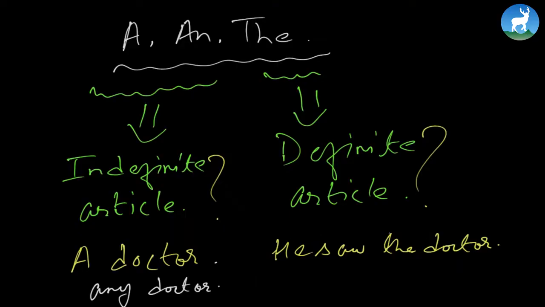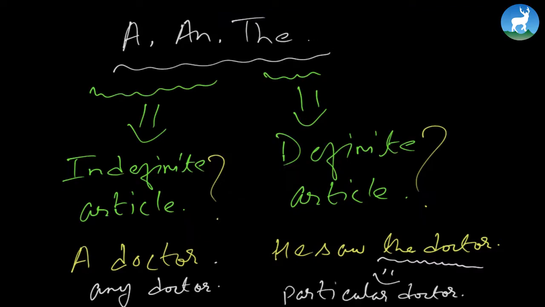It could be any doctor out of many. There's no specific doctor. But here, the doctor means that a patient has gone to visit the same doctor, the particular doctor with whom he had been following up. It individualizes, it makes a particular doctor. I'll further clarify this with an example.